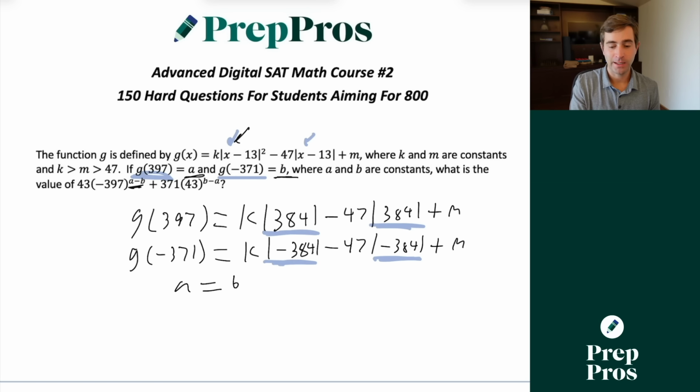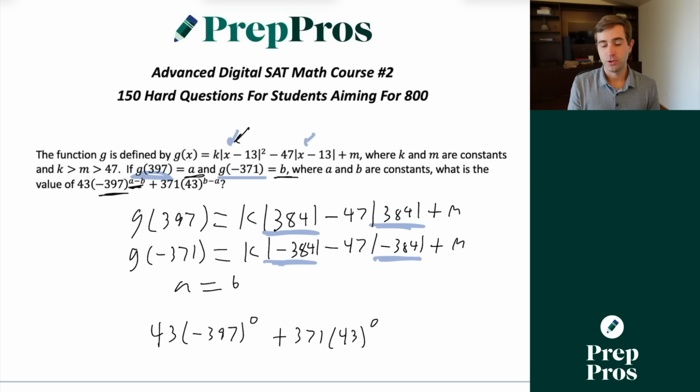Well, anything minus itself is 0. Anything to the 0 power is 1. So this just becomes 43, I'll write this all out, minus 397 to the 0 plus 371 times 43 to the 0. So this really just becomes anything to the 0 is 1. This is just the same as 43 plus 371, and that will give us our correct answer of 414.